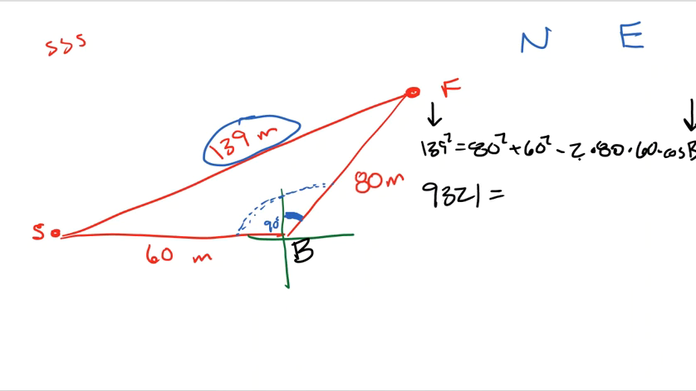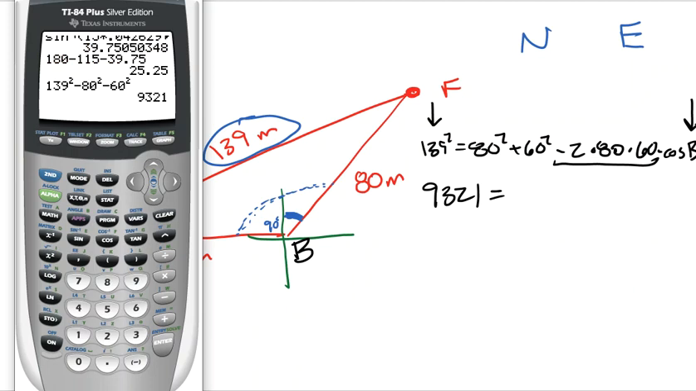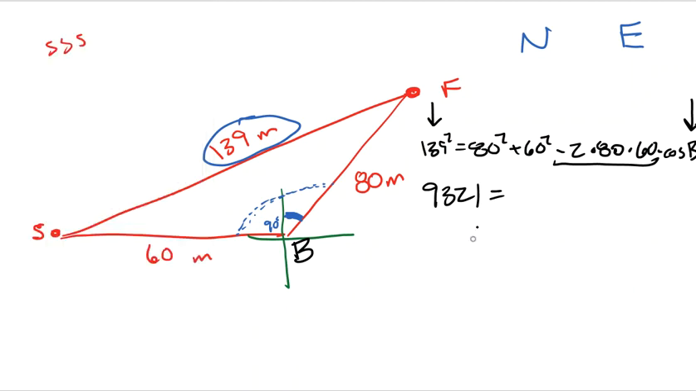9,321. Now, what does this equal? Again, I got to first do -2 times 80 times 60, and I get -9,600 cosine of B. And just like I stressed before, do not add 9,600 over. Somebody's going to do it, they're not going to listen, because this is not a 9,600. Looks like one, it smells like one, it's not. It's 9,600 times cosine of B.